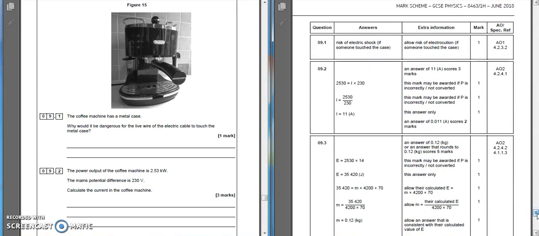So the risk of having an electrical cable touching the metal case. Don't just say you might die. But the easy answer, because it is the first part of the question, even though it's at the back of the exam, is that there is a risk of an electric shock.